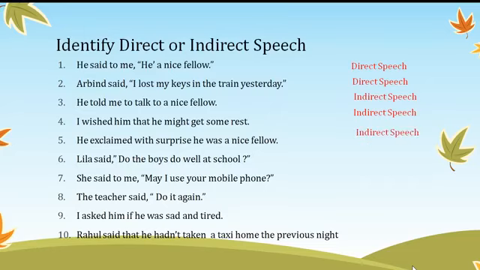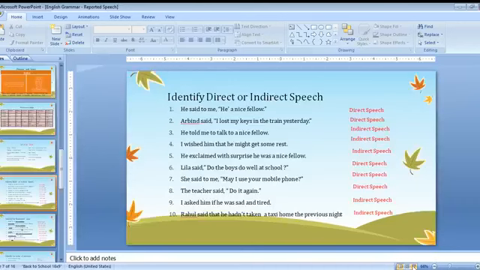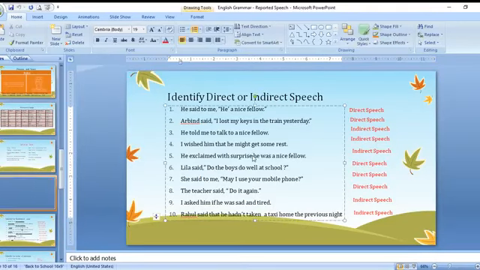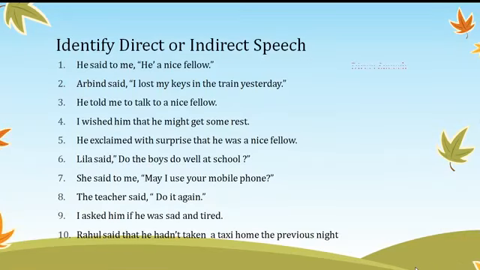Number 5, this also indirect speech. What is the conjunction over that? Exclaimed with surprise, there is "that". There should be "that", okay? Surprise, that. Okay, number 5, this also indirect speech because there is the conjunction "that".